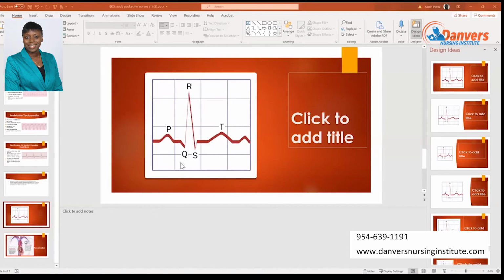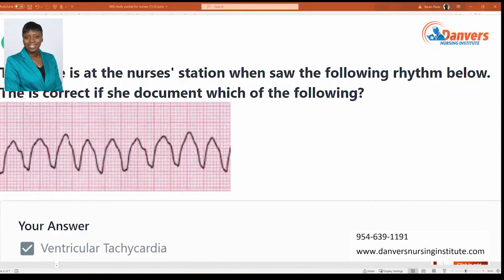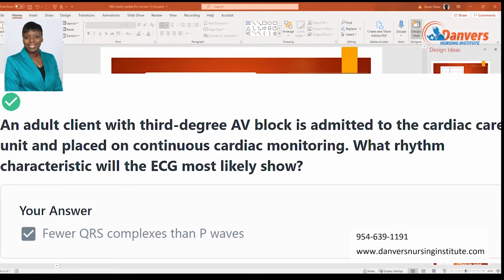All right, so let's look at this next question. The nurse is at the nursing station when she sees the following rhythm strip below. What would be the correct way that she would document this? This is actually ventricular tachycardia. Again, this strip is ventricular tachycardia. Let's look at this next question.